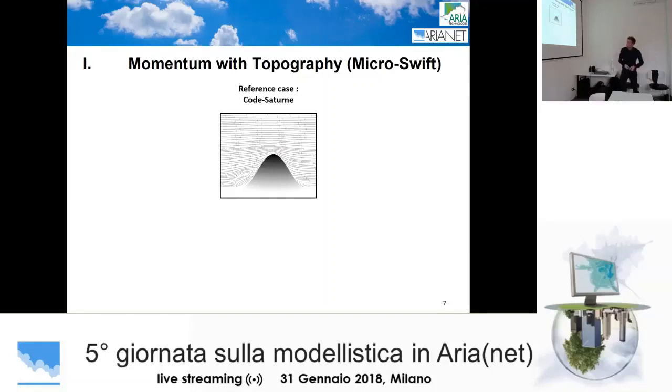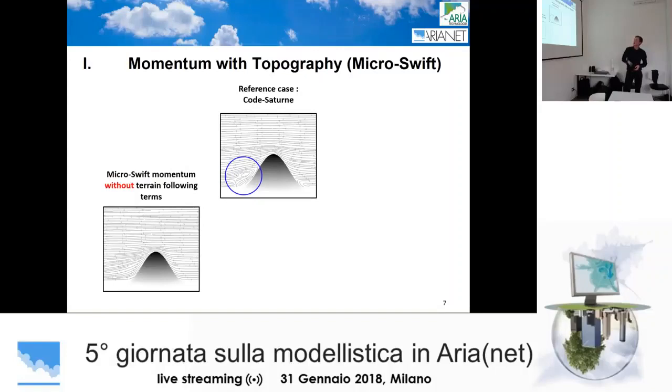And what we don't see here, but we should see, is a recirculation zone here. So Parallel Microswift without the terrain-following terms was not able to reproduce the recirculation zone. We only have a flow that follows the ground.